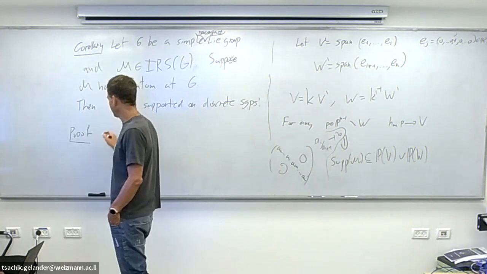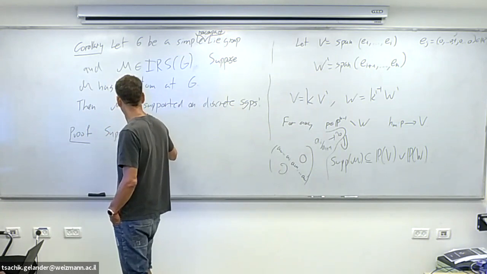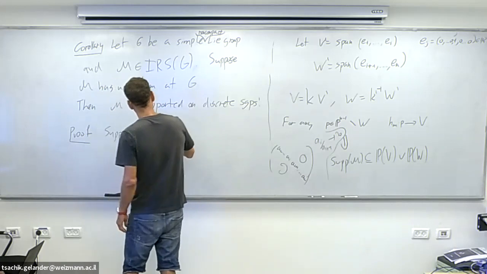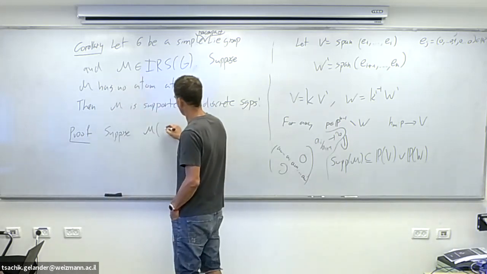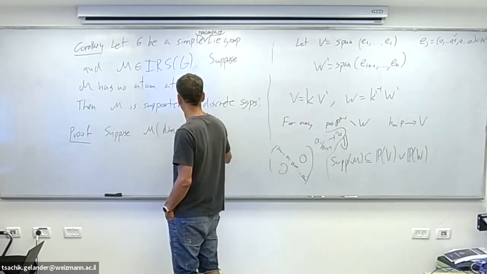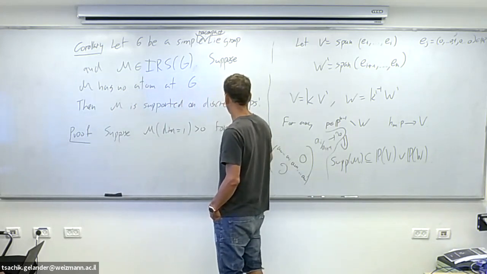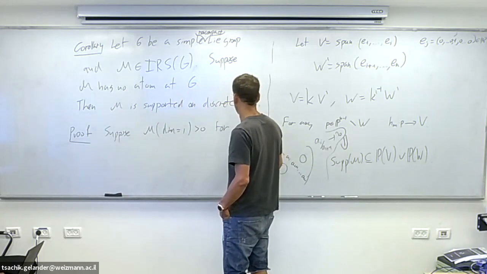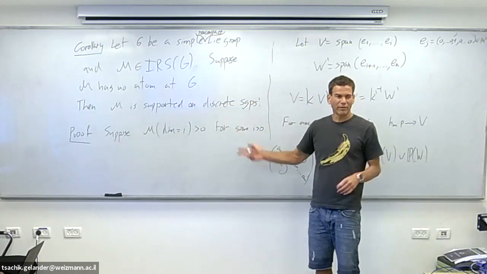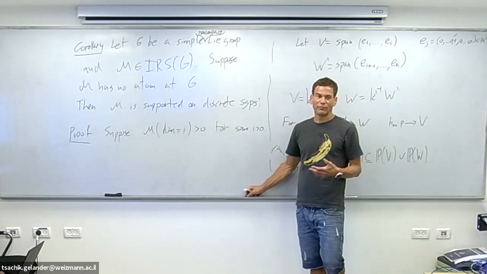Suppose by way of contradiction that the probability that the dimension is equal to i is bigger than 0 for some i which is positive. Suppose by way of contradiction, you understand what I wrote here? That's the probability that the random group that I choose is of positive dimension.